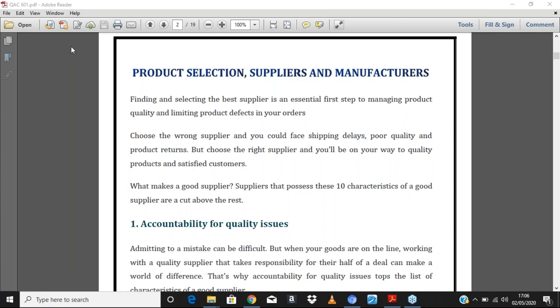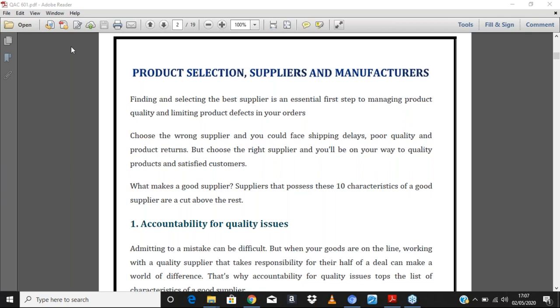You must take into account all the various suppliers with respect to your manufacturer. Finding and selecting the best suppliers is an essential first step to managing product quality. Choosing the wrong supplier, you could face a lot of delays, poor quality, and poor returns.